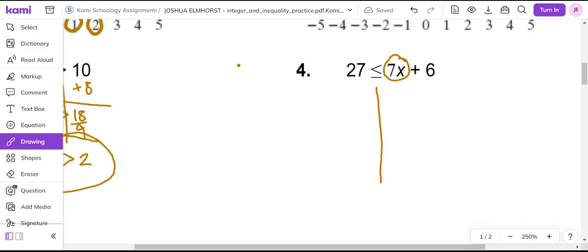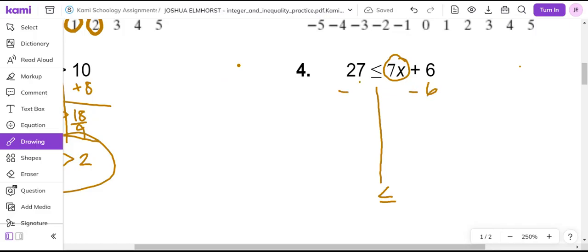Number 4, circle the variable term. The variable is positive, but it's on the right. So we're going to solve with the variable term on the right. But once we get down to our answer, we're going to have to rewrite the answer as far as the solution, starting with the variable, and then the comparison.